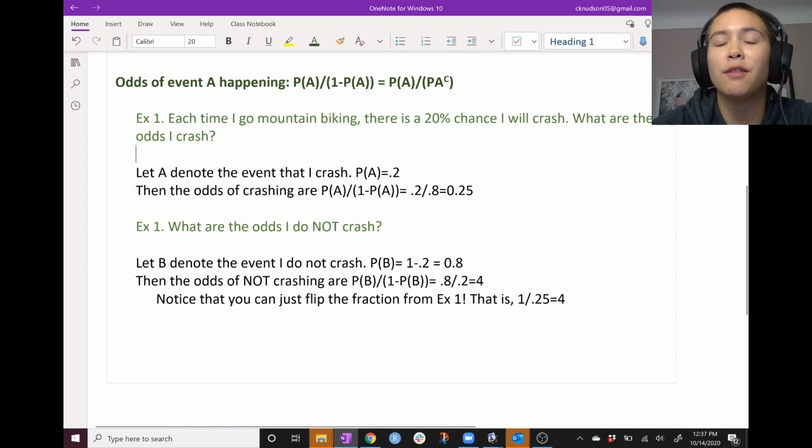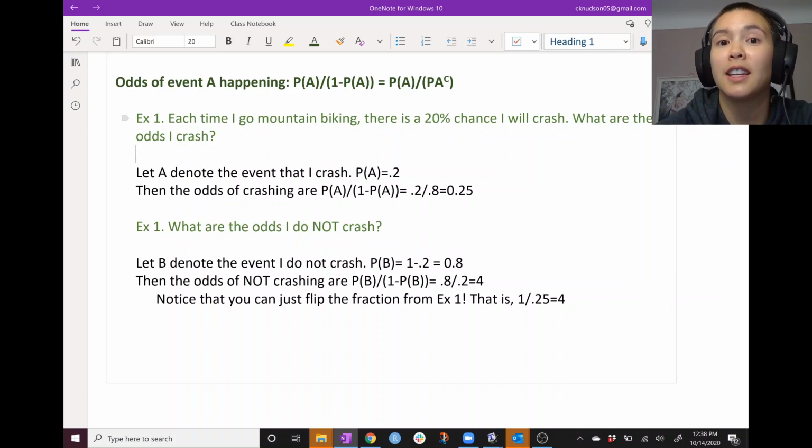And if A is the event that I crash, then the probability of A equals 0.2 according to the sentence up here. So then the odds of crashing are probability of A divided by 1 minus probability of A. Probability of A is 0.2. And 1 minus the probability of A is 0.8. So 0.2 divided by 0.8 is 0.25, or 1 in 4. Okay, so we have the odds of me crashing.